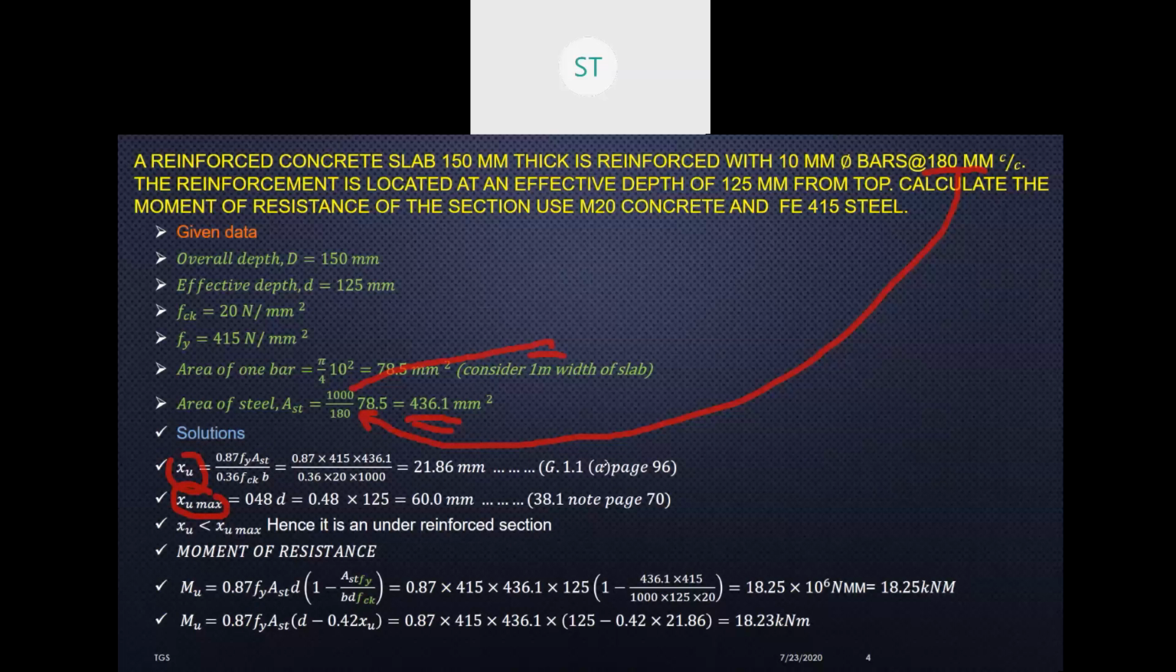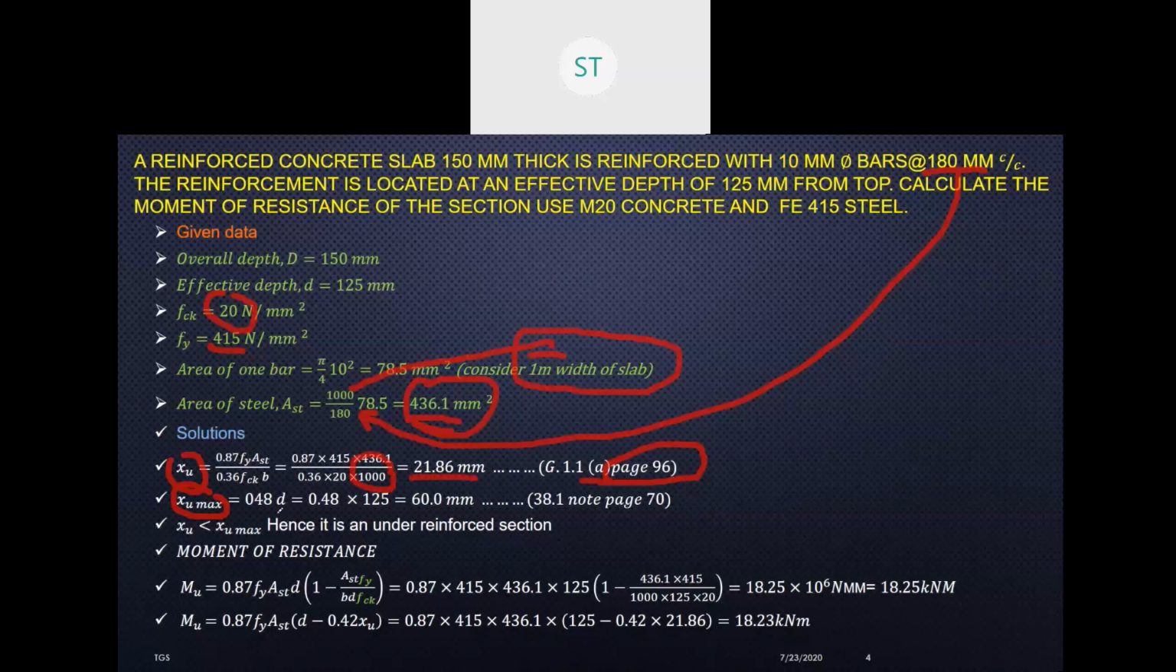This is given in page 96. XU by D is given, so converted into XU. XU is equal to 0.87, Fy is 450, and AST is this, divided by 0.36, FCK is 20, and B is considered for a 1 meter width. So B is equal to 1000 millimeter. So solving we get 21.86 millimeter.